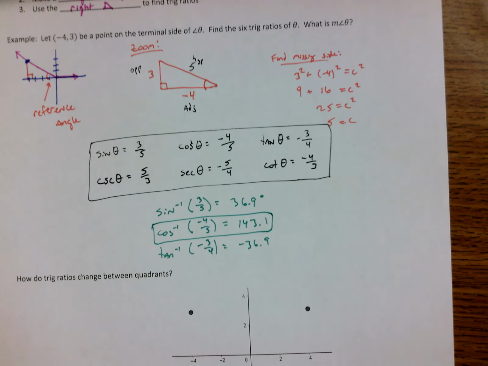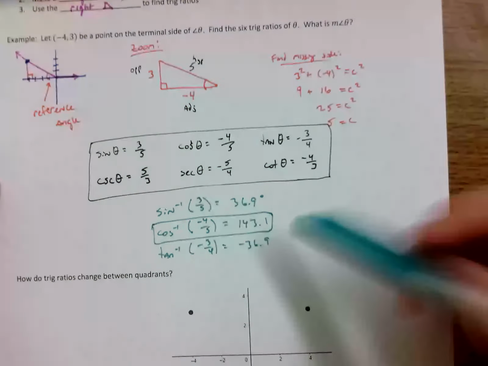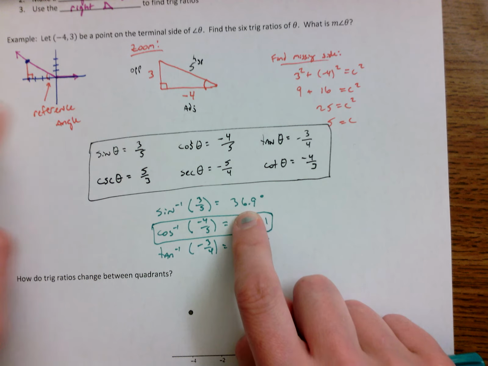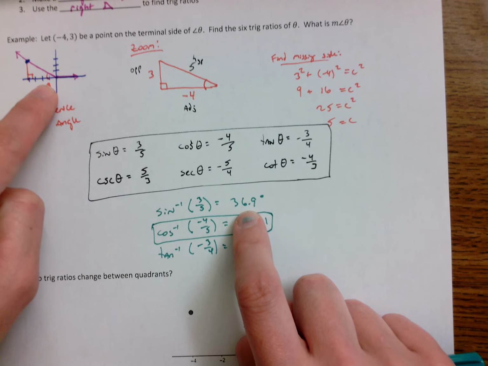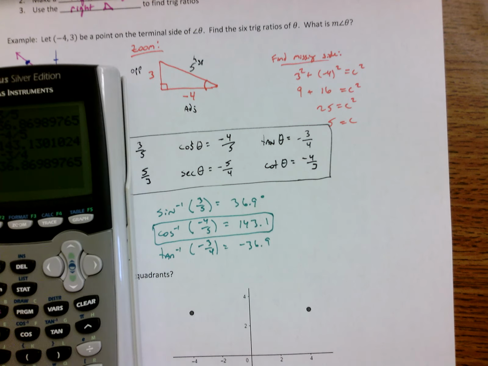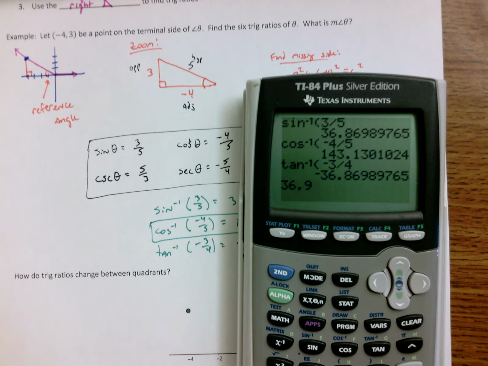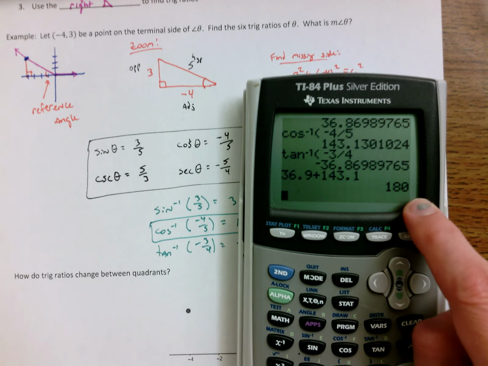Well, then you're thinking to yourself, but Miss King, how does that help me? Why are these other two not the answer and how would I tell? Well, what is this 36.9? That's what my reference angle is. Remember we use this angle right here? That's our reference angle. Take that 36.9 and we add it to the 143.1, right? That adds up to 180.